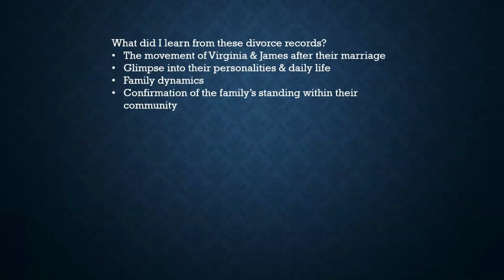So, from these divorce records, I got some really good gossip, a really juicy tale to tell everybody about. But I also learned things like where Virginia and James lived after their marriage. It gave me a glimpse into personalities in daily life. It showed me the family dynamics between Virginia and her family and how close they were. And it also confirmed the family standing within their community, that she was able to get people of such high standing in the community to write these depositions for her. Says a lot about how the community viewed her family.